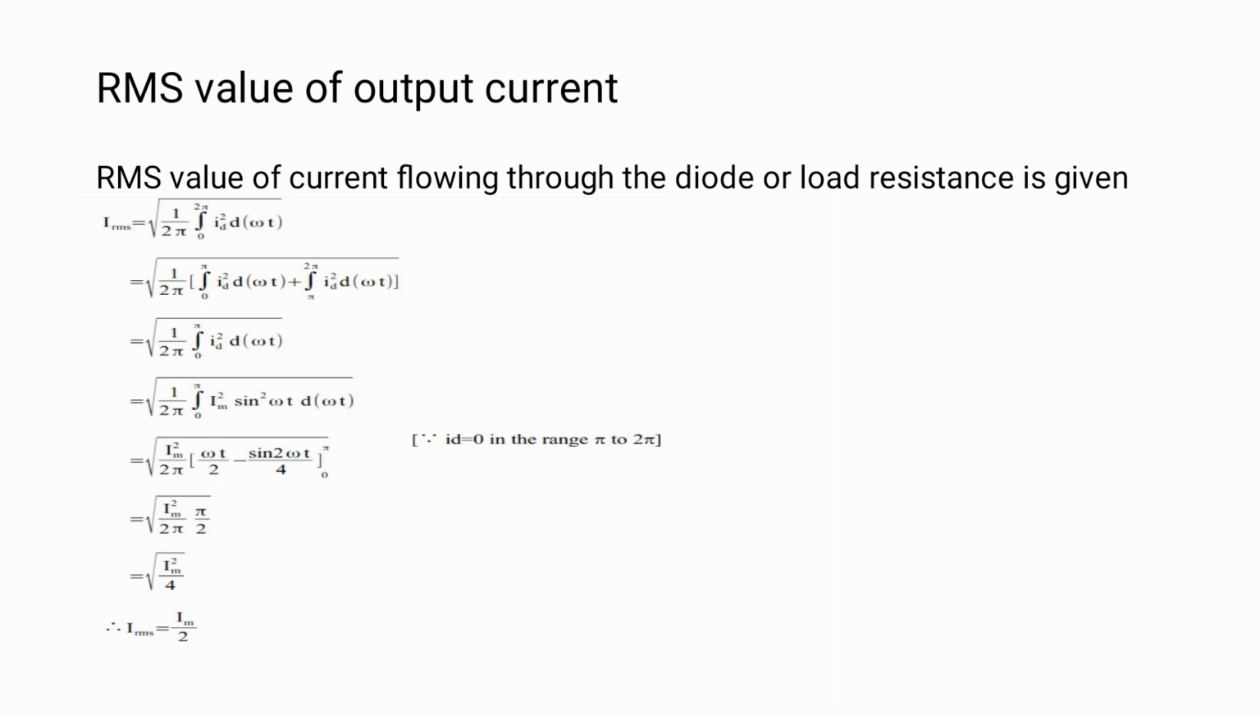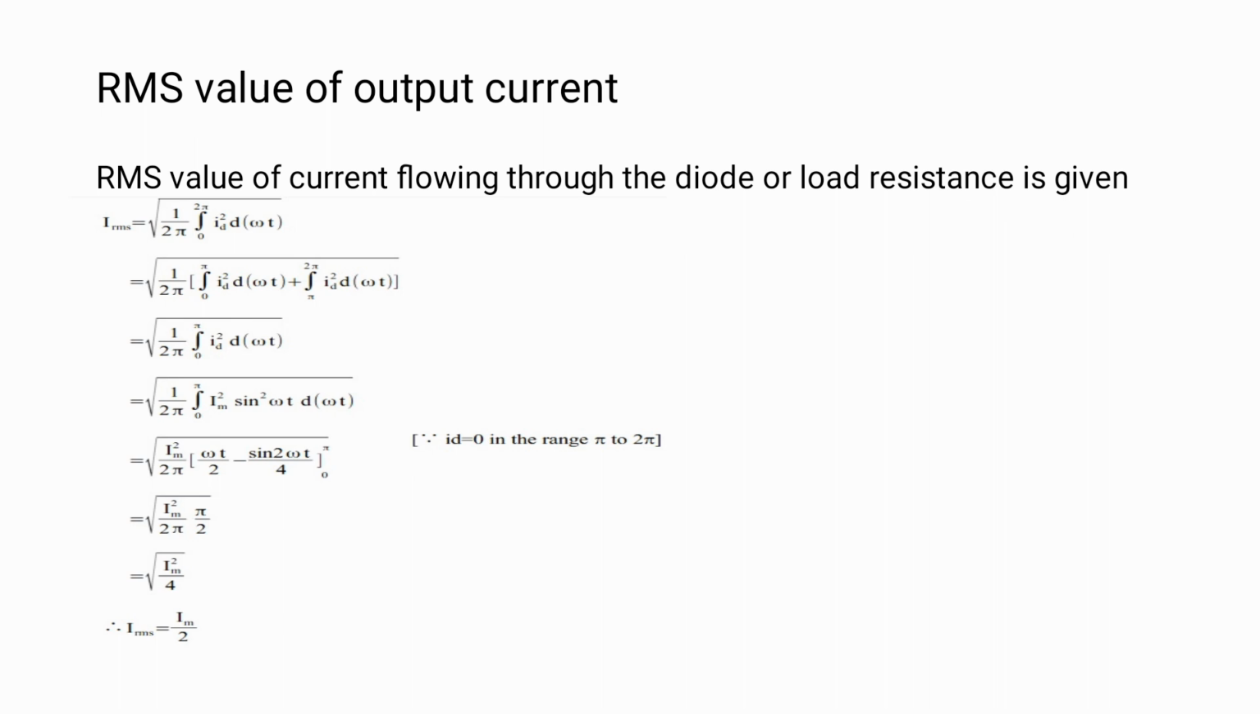Next, RMS value of output current. The full form of RMS is root mean square value. So the RMS value of current flowing through the diode or load resistance is given as IRMS, which is equal to root over of 1 by 2 pi integration 0 to 2 pi of Id square d omega t. Here, for RMS, first we have to square the diode current, then take the mean, and then the root. So it is equal to root over of 1 by 2 pi integration 0 to 2 pi of Id square d omega t.